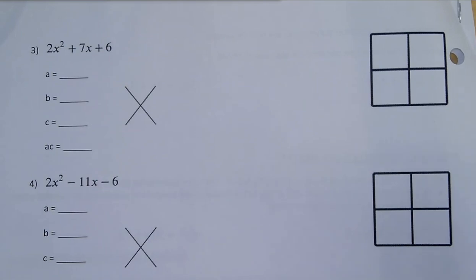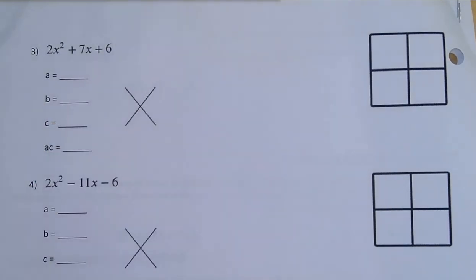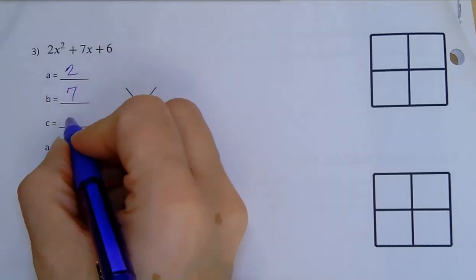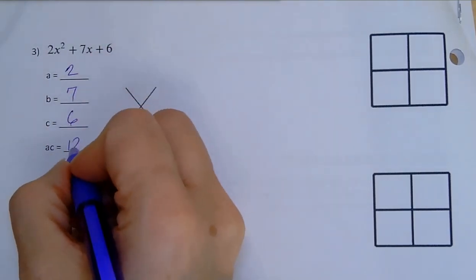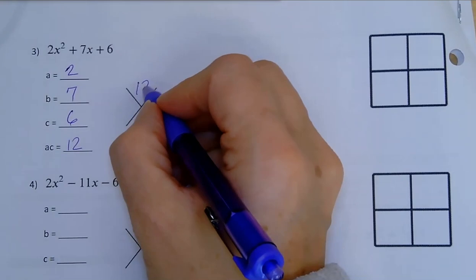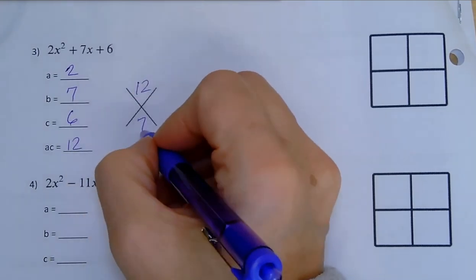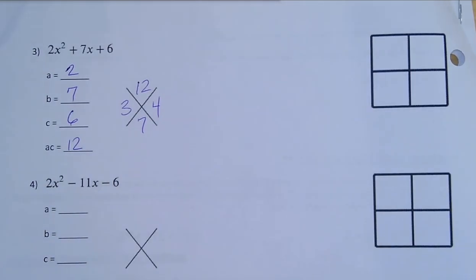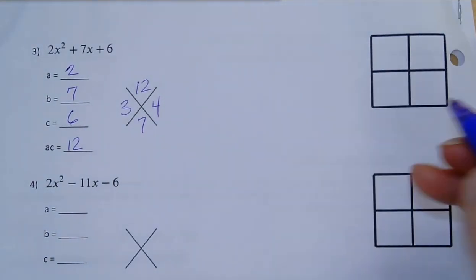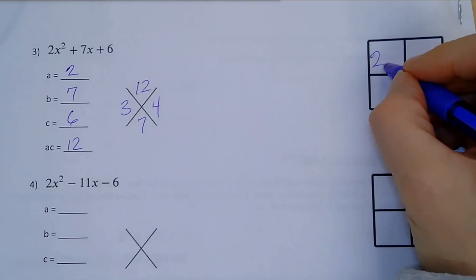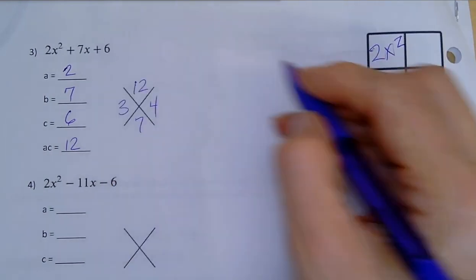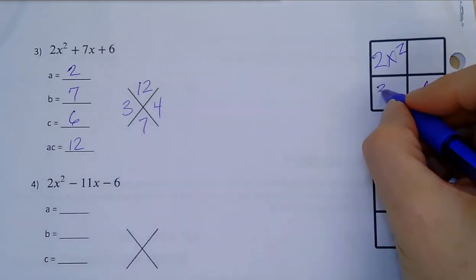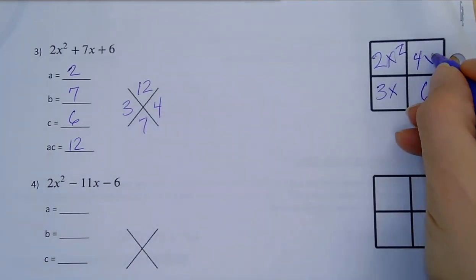All right. So now I have 2x squared plus 7x plus 6. So I'm going to say a is 2, b is 7, c is 6, and a times c is 12. I need two numbers that multiply to get 12, but when I add them together I get 7. I think that's 3 times 4. If I put it in the box, I'm going to put 2x squared in the top left, and I'm going to put 6 in the bottom right, and then my magic numbers are going to go right here.